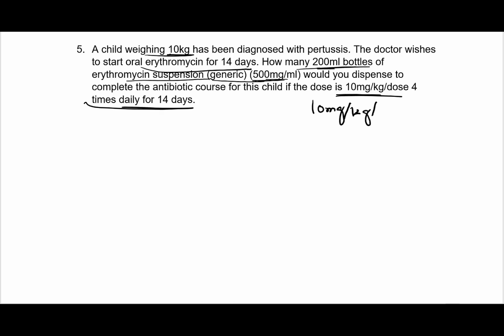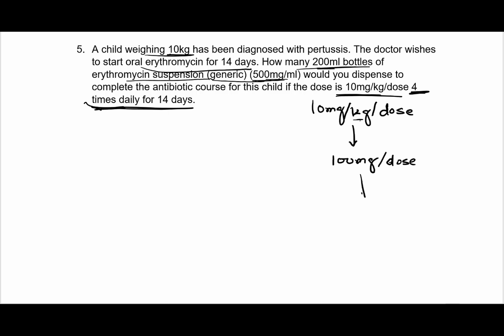How much of that would you dispense to complete the antibiotic course for this patient if the dose is 10 milligram per kg per dose, 4 times a day for 14 days? So let's multiply that for the weight first. So that's 10 multiplied by 10 kg, because the weight of the patient is 10 kg. So that will be 100 milligrams of the dose, 100 milligram per dose. But we have to give it 4 times a day.